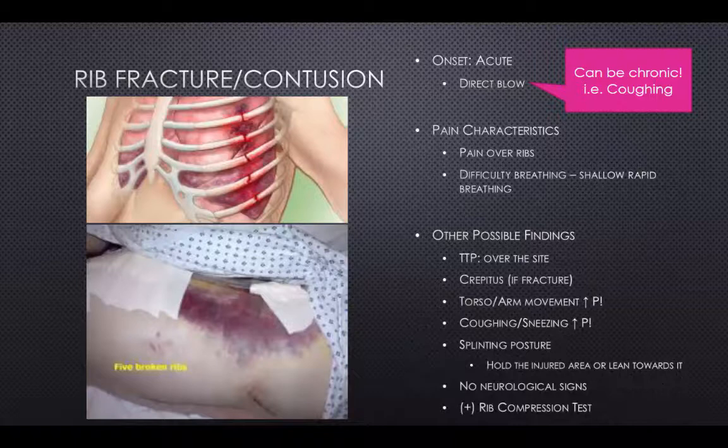Other possible findings include tenderness to palpation over the site of the possible fracture, crepitus if the bone really is fractured, torso and arm movements increasing pain, and a splinting posture, either by holding the injured area or by leaning towards it. The patients usually do not develop neurological signs, so they're not going to have a whole lot of numbness and tingling, mostly just localized pain, but they will have a positive rib compression test.